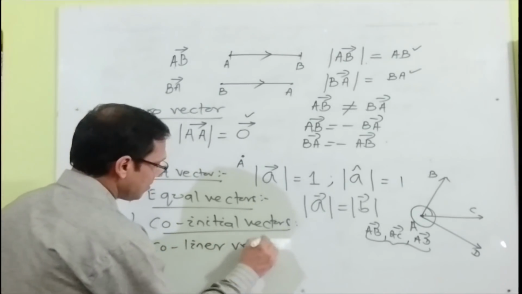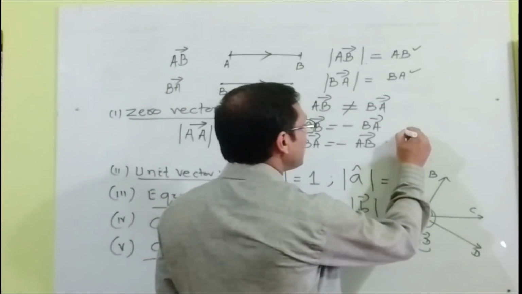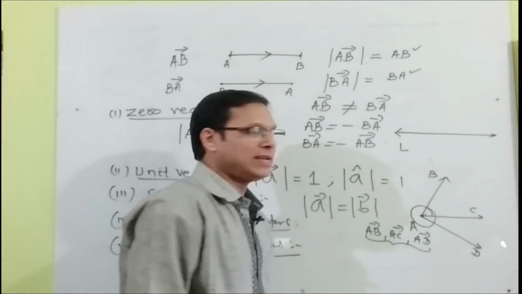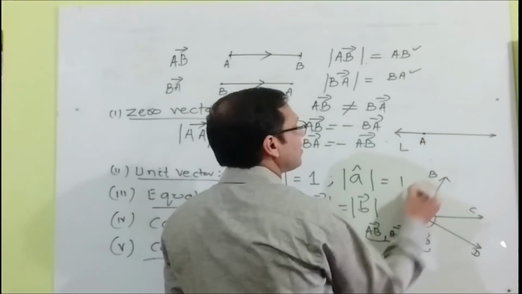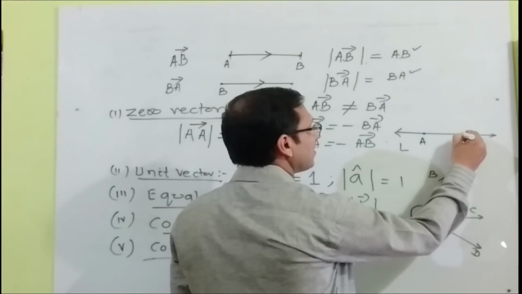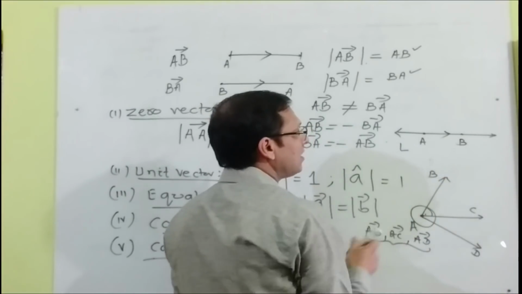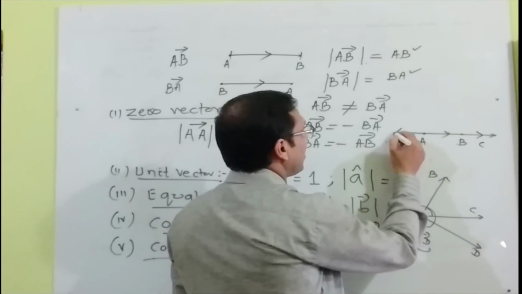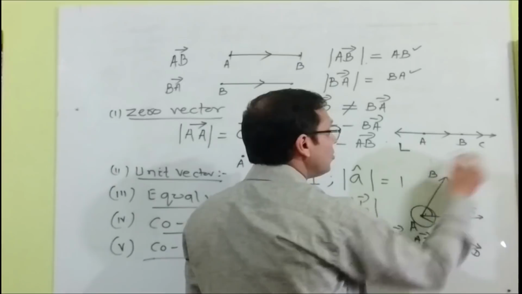Collinear vectors. Suppose a line is there, one line named L. Now suppose one vector is here, vector AB, that means direction from A to B. Another vector BC. These two vectors are lying on the line L. That's why they are collinear vectors.